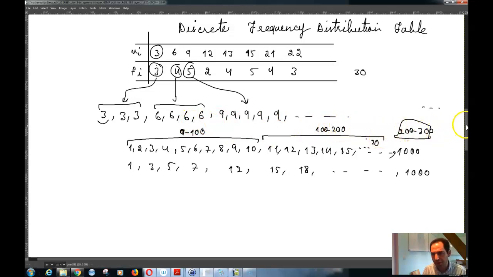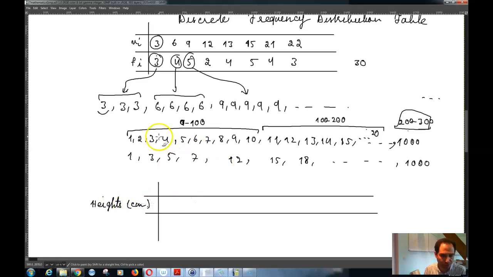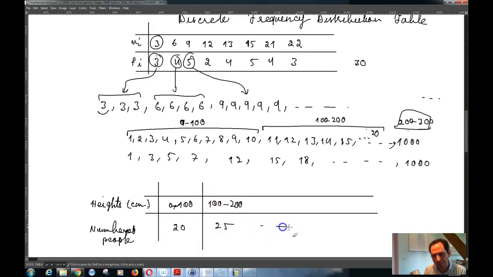So then what I can do is create essentially the same type of table. If this is, for example, the heights of people, then over here I can write the heights, in centimeters, in meters, or whatever that was. And then over here I can write the number of people. And then you need to count. For example, from 0 to 100, you had 20 people. Then you had 100 to 200, you had 25 people, and so on and so forth.